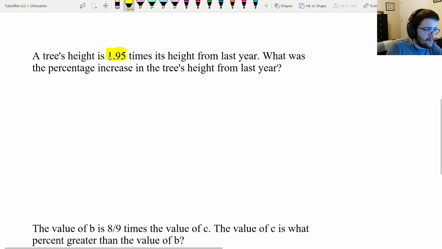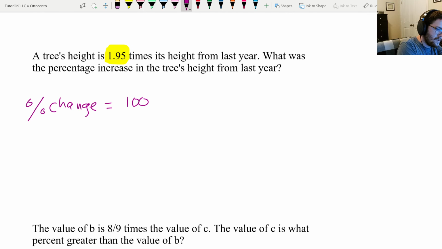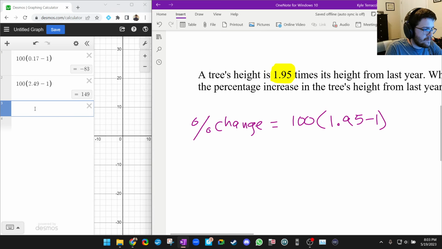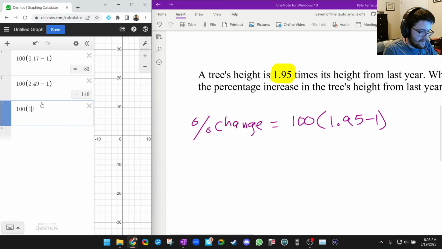So bigger than 1 is an increase, so we don't need to do anything. This is our percent multiplier. So we're going to do percent change equals 100 times 1.95 minus 1. I think I already know what that should give us, but let's just do it at the board anyway.